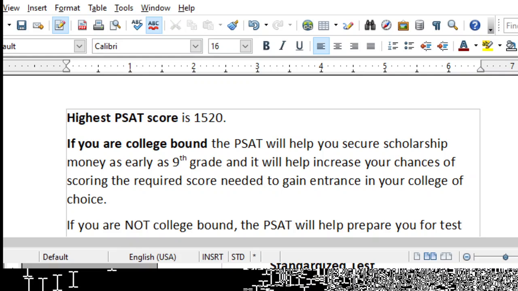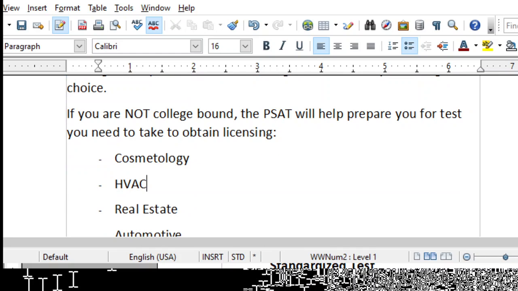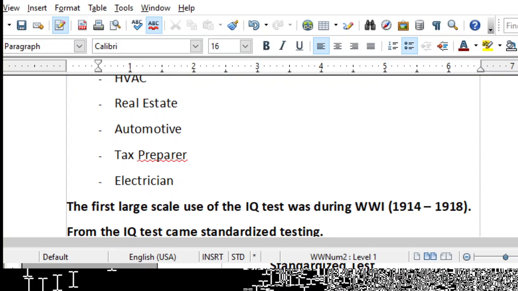So if you are not college bound, the PSAT will help prepare you for tests you need to take to obtain licensing. So if you want to do hair, go to cosmetology school. If you want to go into heating and cooling, real estate, automotive, a tax preparer, an electrician, you still have to take tests to gain a license for these particular careers. So the PSAT prepares you to take the tests needed for these careers so that you can get a license to legally work in these careers that I listed.